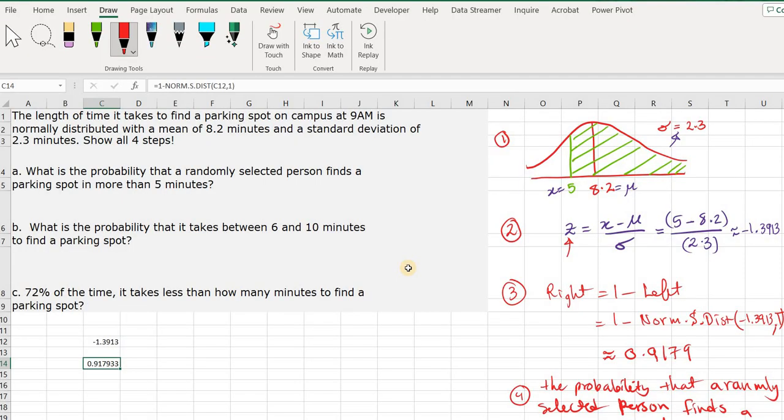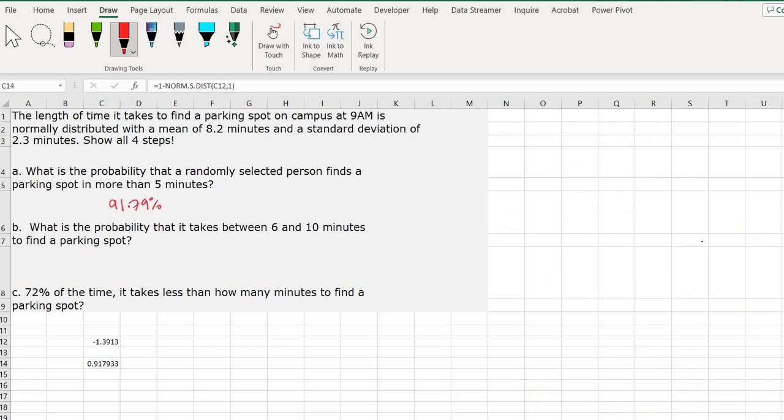So same for the second part. So I will erase this and then I will redo the process again, but for part B. Part B, what is the probability that it takes between 6 and 10 minutes to find a parking spot?